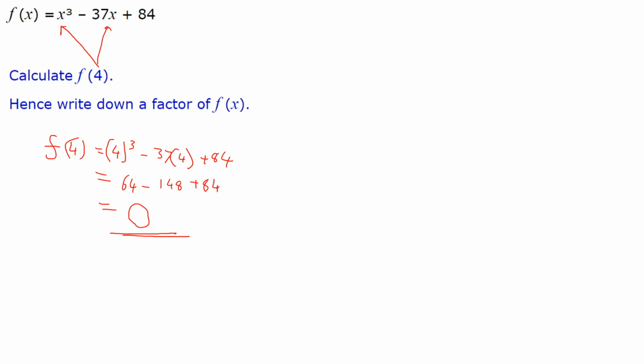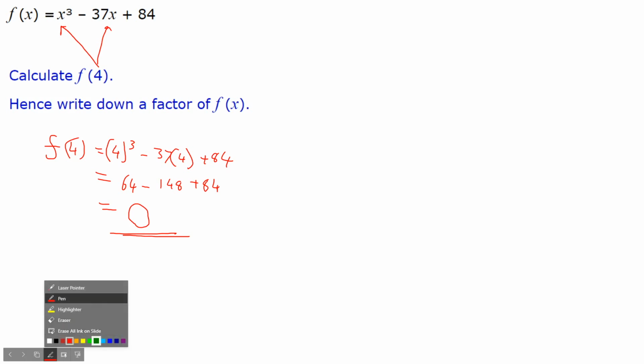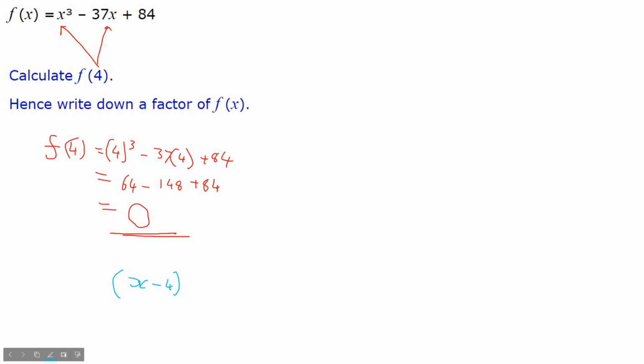So now, write down a factor of f of x. A factor of f of x is simply just going to be x minus 4. Because remember what we said. If this is equal to 0, this also has to be equal to 0. And so therefore we get x is equal to 4. Okay?